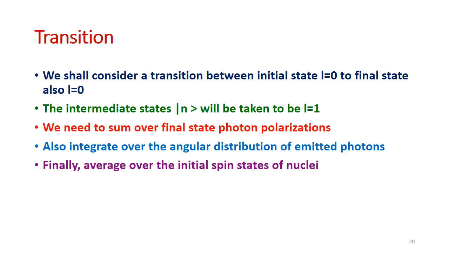Some more details. The transition that we'll consider is between an initial state L equal to 0 and a final state which is also L equal to 0, the initial molecular state to the final nuclear state. The intermediate states will be taken to be L equal to 1 because that is what is required to have a photon transition, at leading order at least. At higher orders you can have something more. We need to sum over final state photon polarizations. We need to also integrate over the angular distributions of the emitted photons. And finally, we need to average over the initial spin states of nuclei.